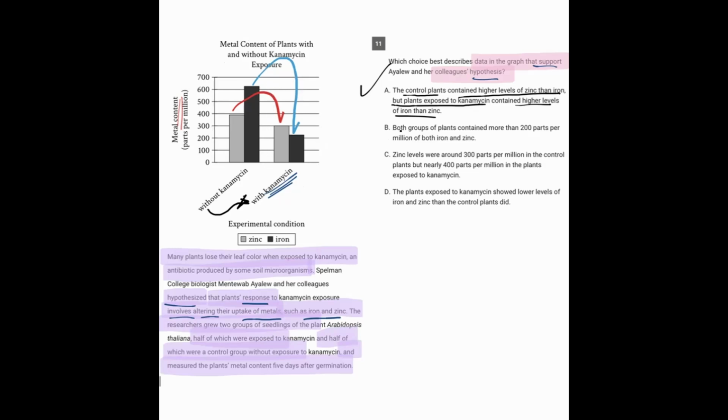So looking at B, both groups of plants contain more than 200 parts per million of both iron and zinc. So there's nothing about the change, about the altering, which is what we're looking for. C, zinc levels were around 300 in the control plants, but nearly 400 in the ones that were exposed. Well, that's saying that the levels went up and they actually went down.